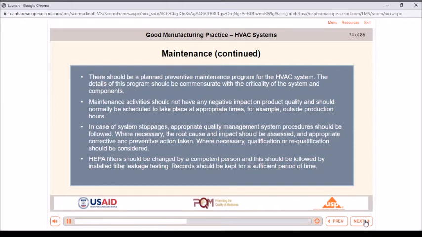In case of system stoppages, appropriate quality management system procedures should be followed. Where necessary, the root cause and impact should be assessed and appropriate corrective and preventive action taken. Where necessary, qualification or re-qualification should be considered. HEPA filters should be changed by a competent person, and this should be followed by installed filter leakage testing. Records should be kept for a sufficient period of time.